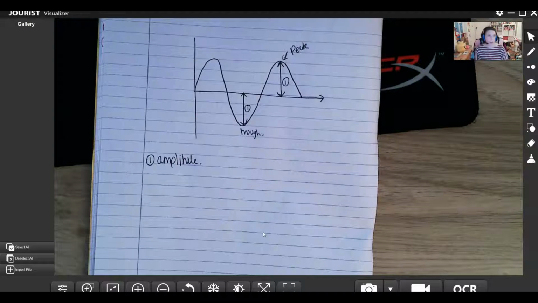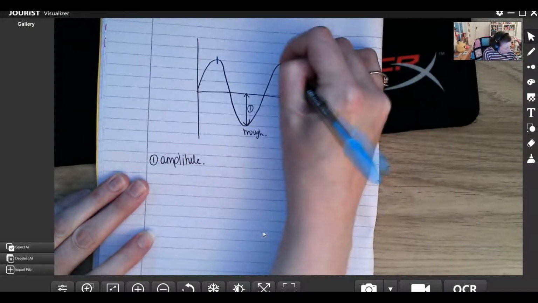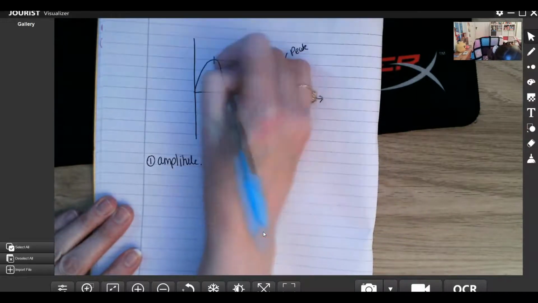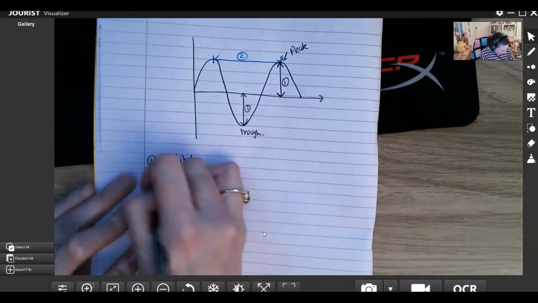What you might also get asked to draw is the wavelength. The easiest way to draw the wavelength is from peak to peak or trough to trough. I've only got one trough on here, so I can't do trough to trough. So draw a line from the middle of each peak and across. I'm going to call that number 2, and that is our wavelength.